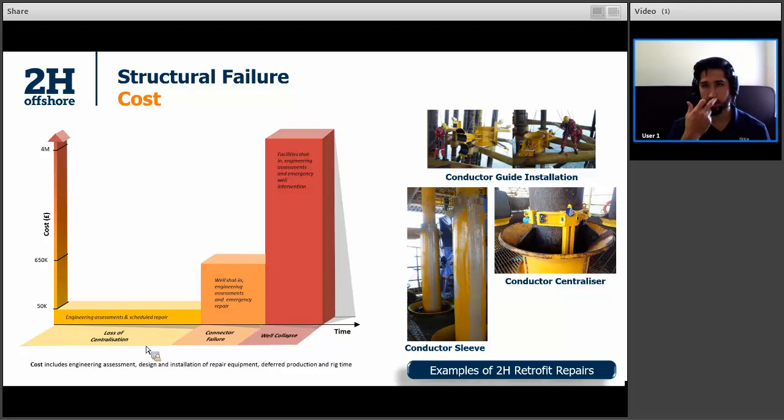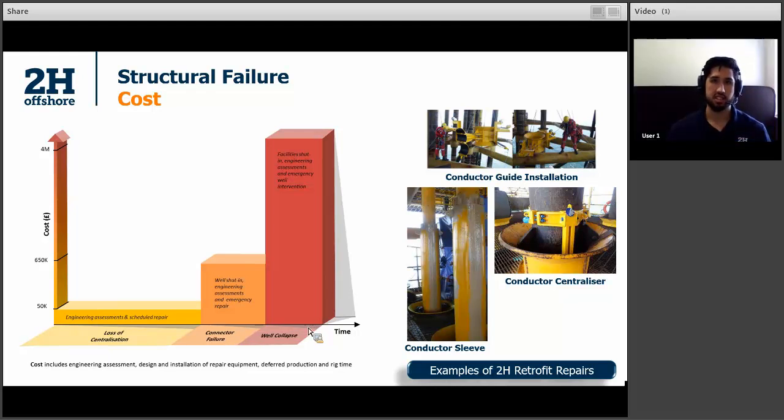And these sort of things can be done in a retrofit way. There are some examples here that I've put, that 2H themselves have done. Just showing the top one here. So a guide installation, a centralizer replacement, and a conductor sleeve. And these are all retrofit solutions once these sort of things happen. And often the case is the problems that have occurred just aren't thought of at the design stage.